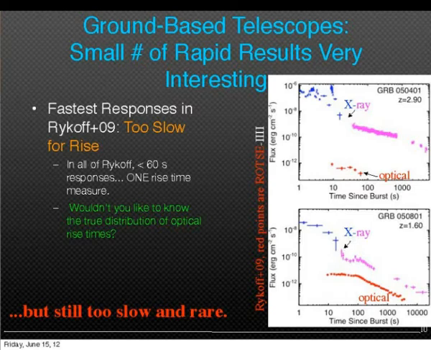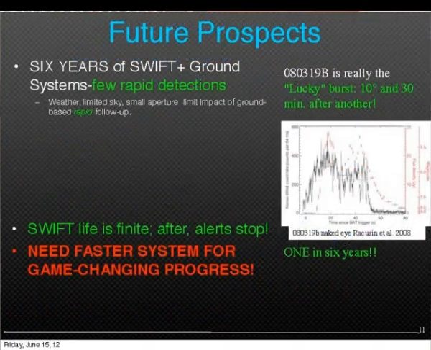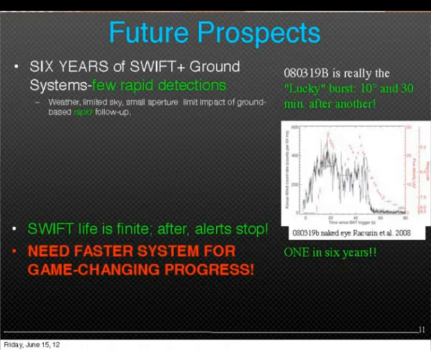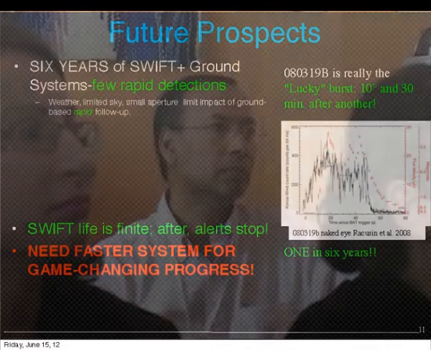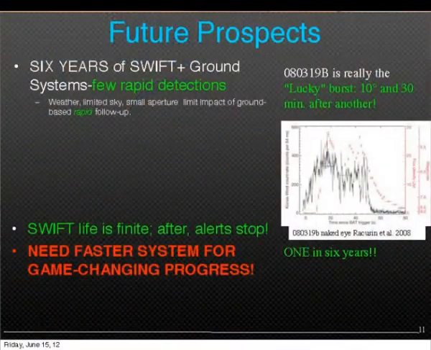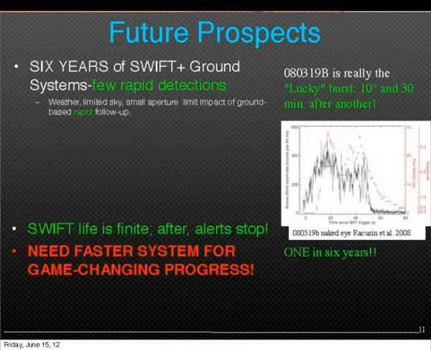And wouldn't you love to know the true distribution of these rise times? Okay. After seven years of SWIFT, there are a few detections from ground base of this prompt optical. We have one of these really fantastic cases, but that's 1 in 7 years. That's not an existence proof. It's kind of a proof that you got to do something else.